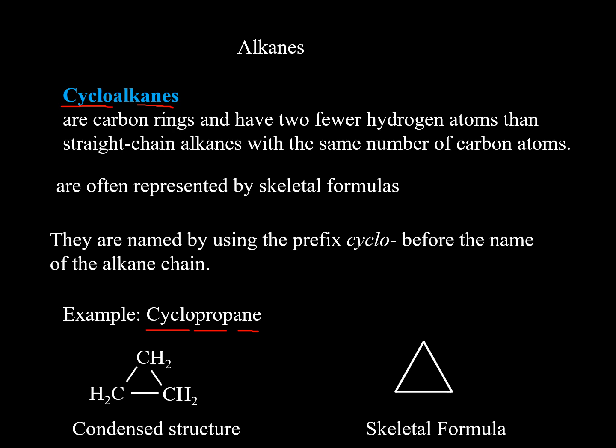So this is the condensed form of cyclopropane. There are 3 carbons, 1, 2, 3, and they're all single bonds. In the skeletal formula here, there's a carbon here, a carbon here, and a carbon here. And for cyclopropane, there's a total of 6 hydrogens.